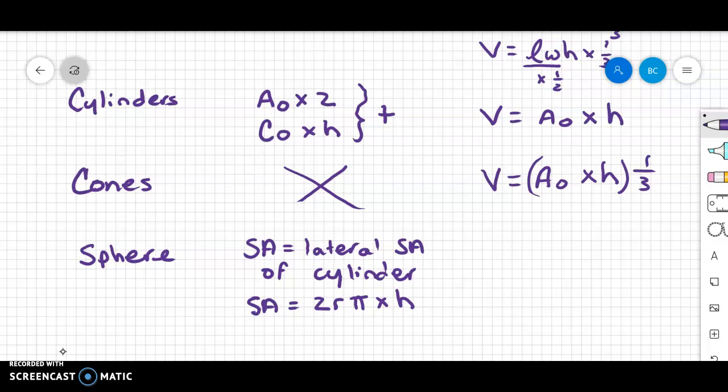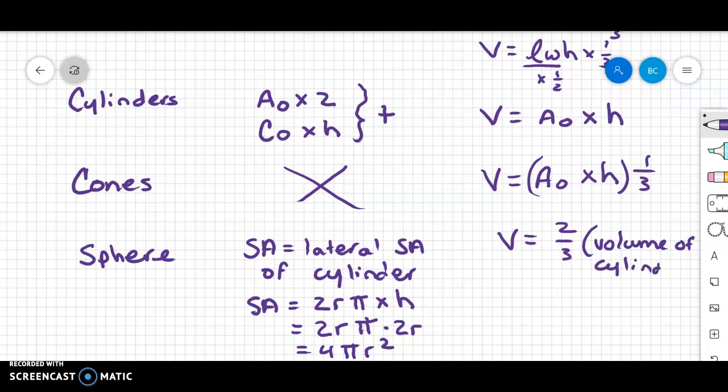And we know that the height is going to be 2 times the radius because it's all the way across the circle. So our surface area is going to be 2 times r times pi times 2 times r. So 2 times 2 is 4 times pi times r squared is going to be the surface area of the sphere. Next, we learned to find the volume of a sphere, that it was going to be equal to 2/3 times the volume of the cylinder.